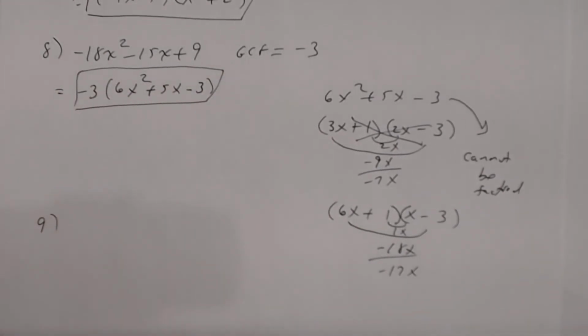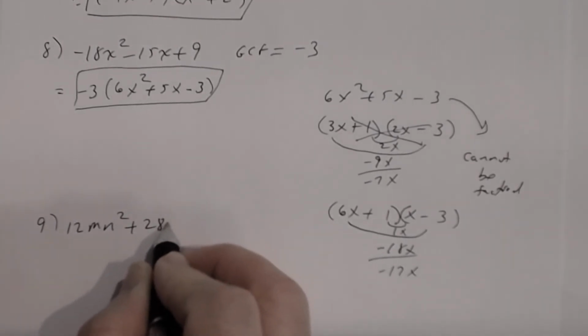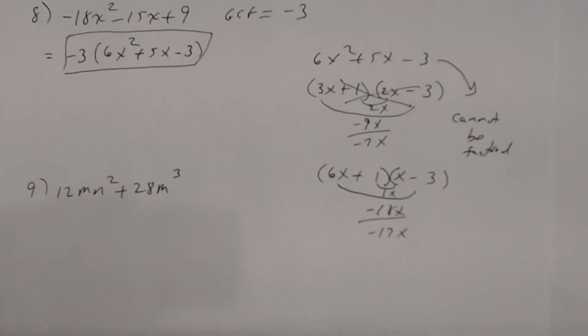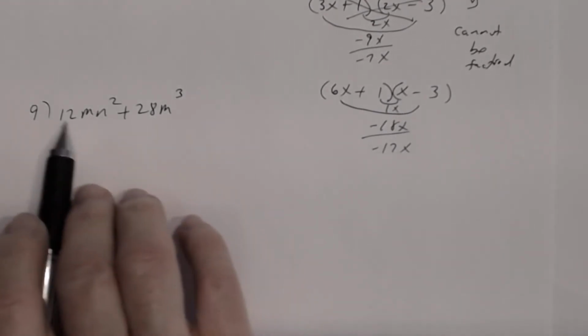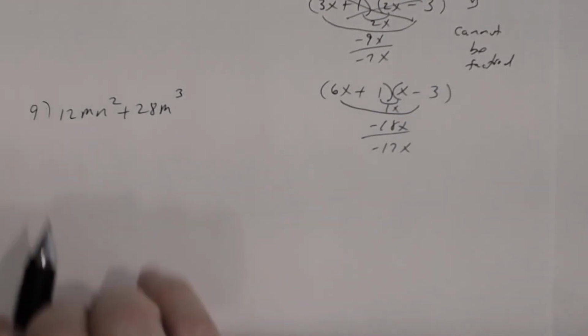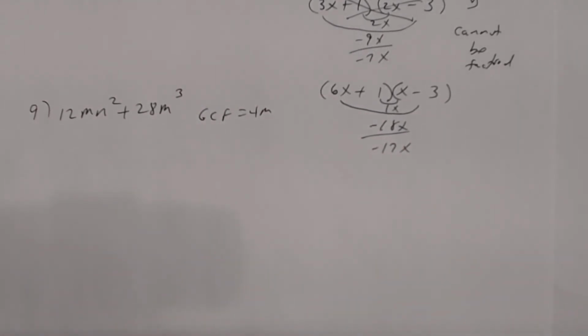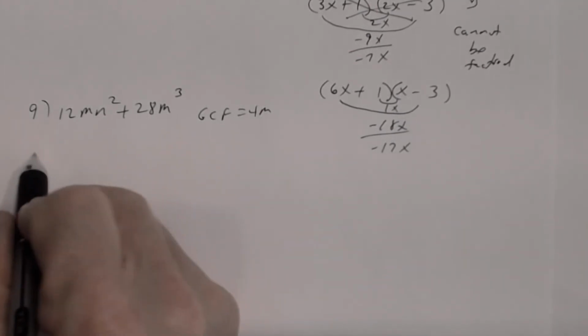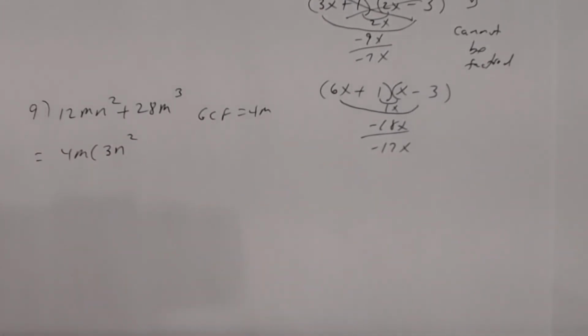Okay, number 9. Let's suppose we had 12mn squared plus 28m cubed. All right, so the GCF looks like it's going to be a 4 and an m. So the GCF is 4m. The first thing you always do is look for the GCF. And so then I can factor out a 4m, so I get 4m times 3n squared, right?